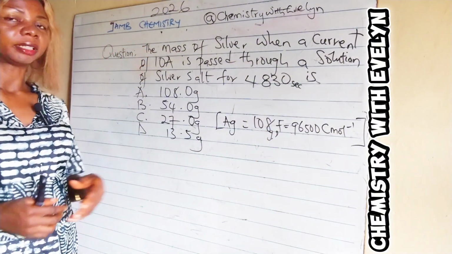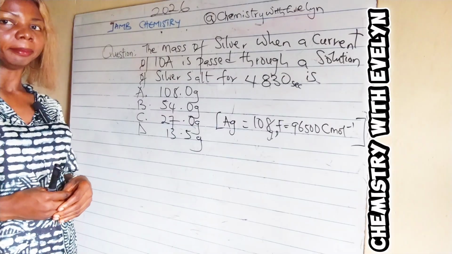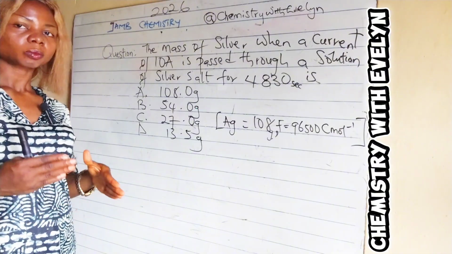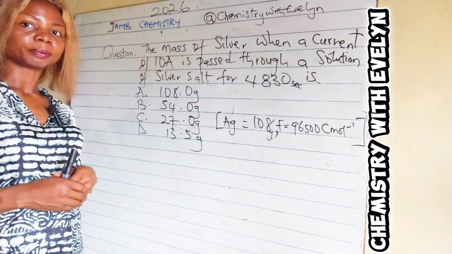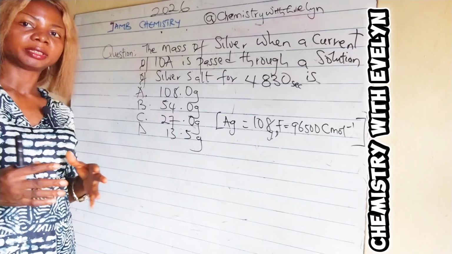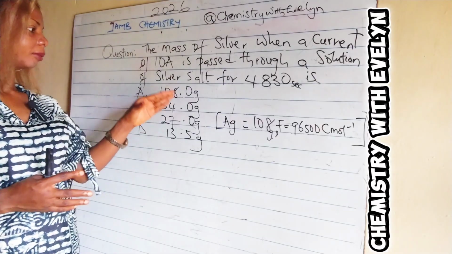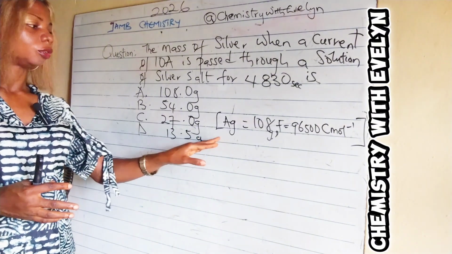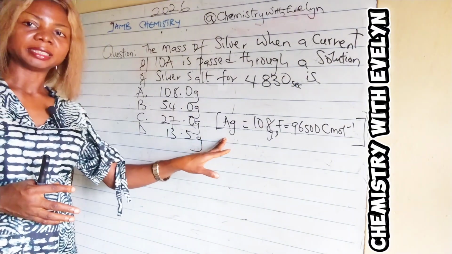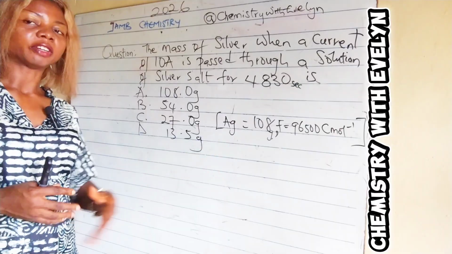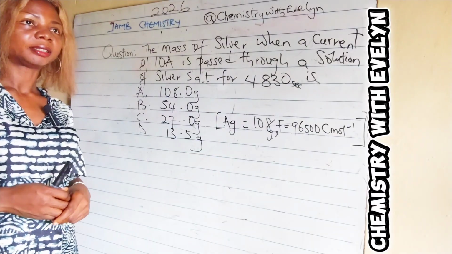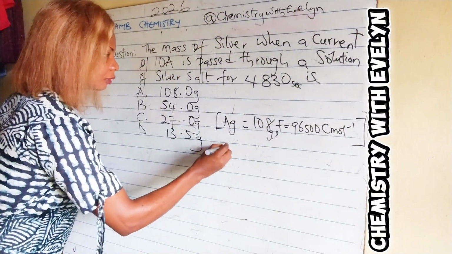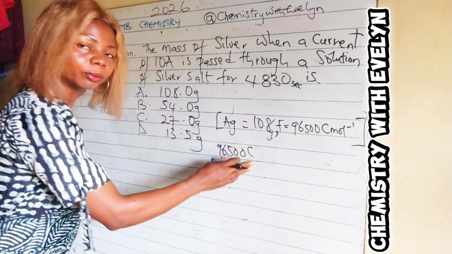The molar mass of silver is 108 grams per mole. In Faraday's law, 1 Faraday produces a mass based on the moles of the metal. Silver is a univalent element, so it gives 1 mole of electrons. 1 Faraday is 96,500 coulombs per mole.